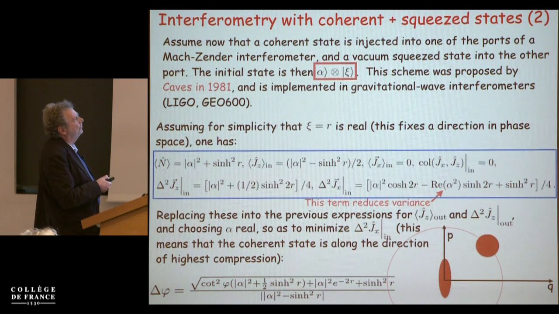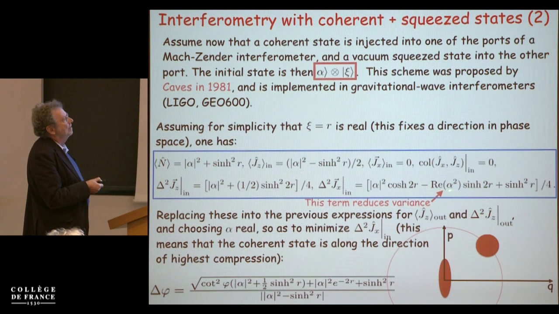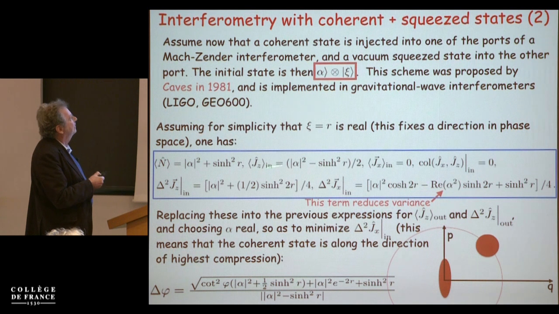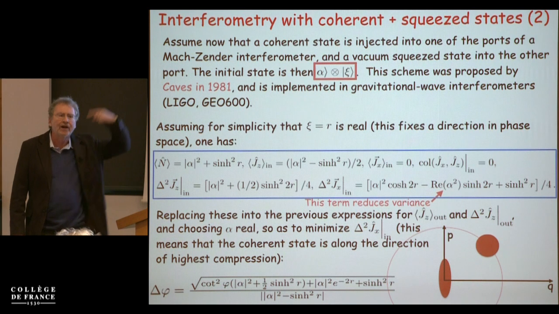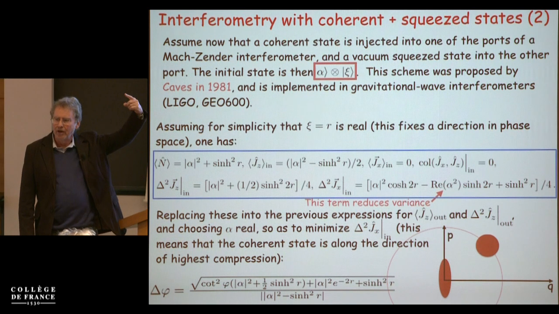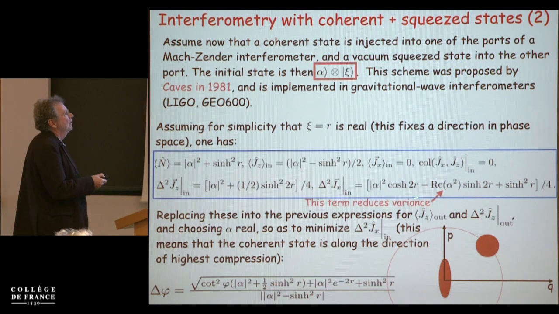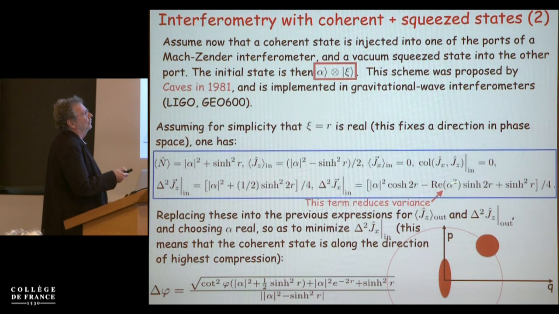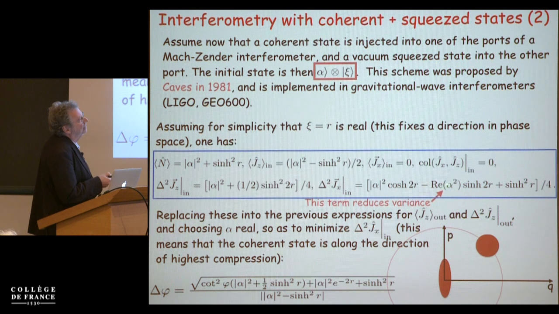Of course, there is another contribution here too. Now, you see that this contribution is a good one because it has the minus sign here. So it reduces the variance of Jx, and therefore it will reduce the variance of Jz out, and that will help to increase the precision in the estimation of phase. Furthermore, for the same number of photons of the incoming coherent state, it's clear that we get a better result if alpha is real. Okay?